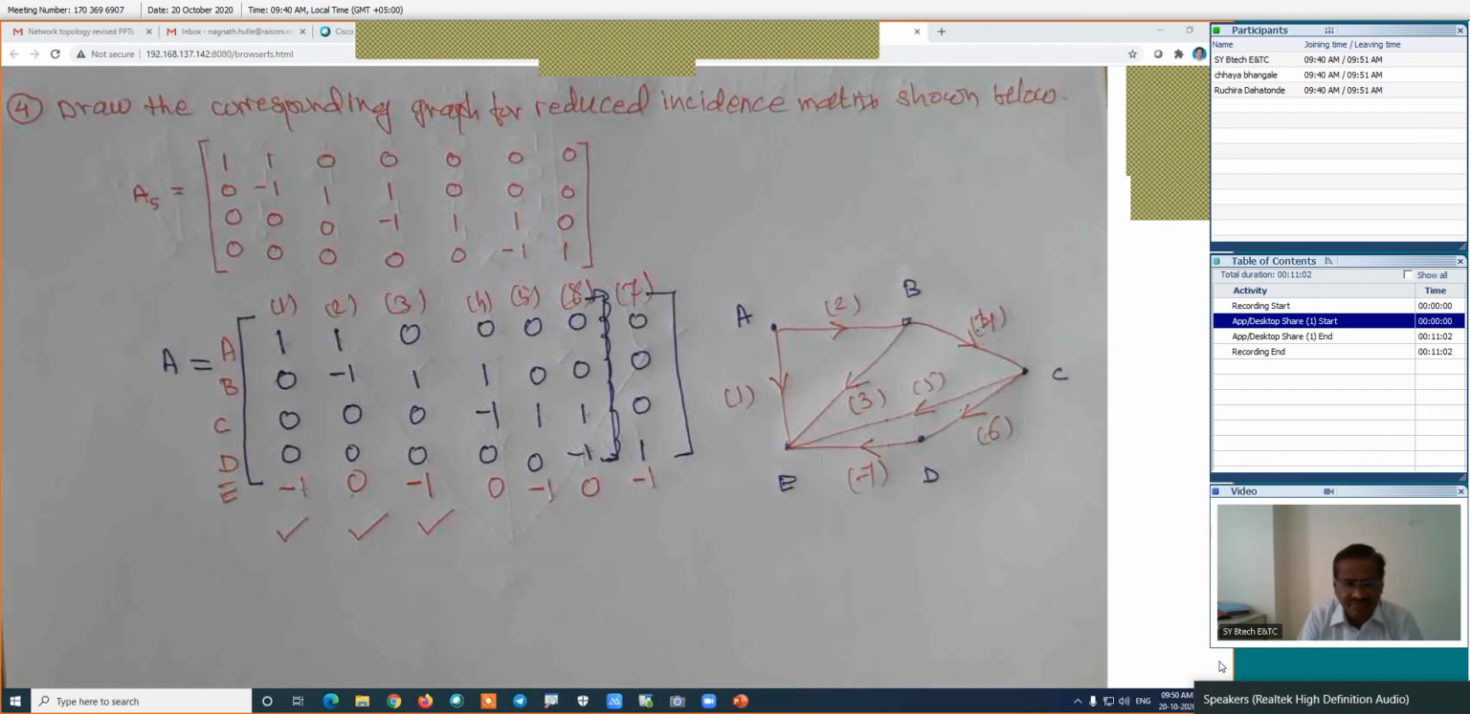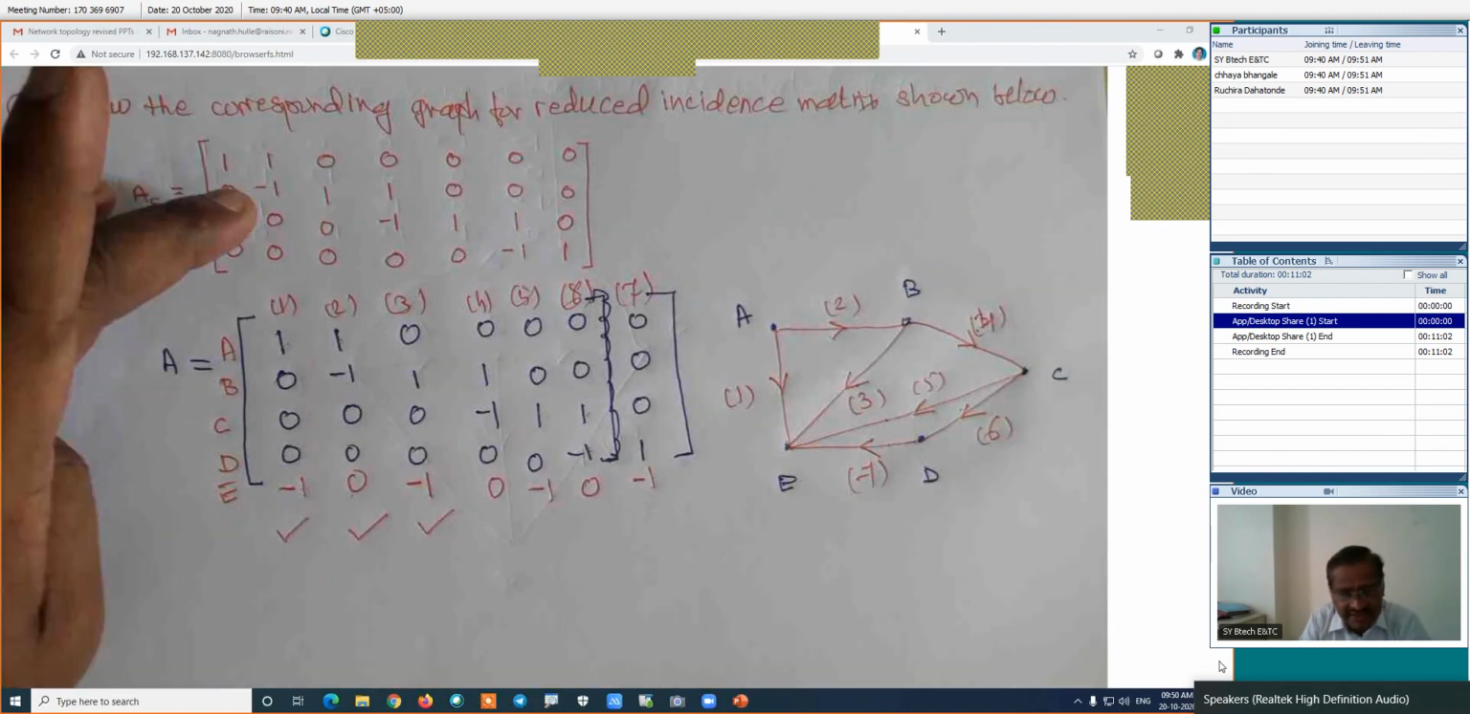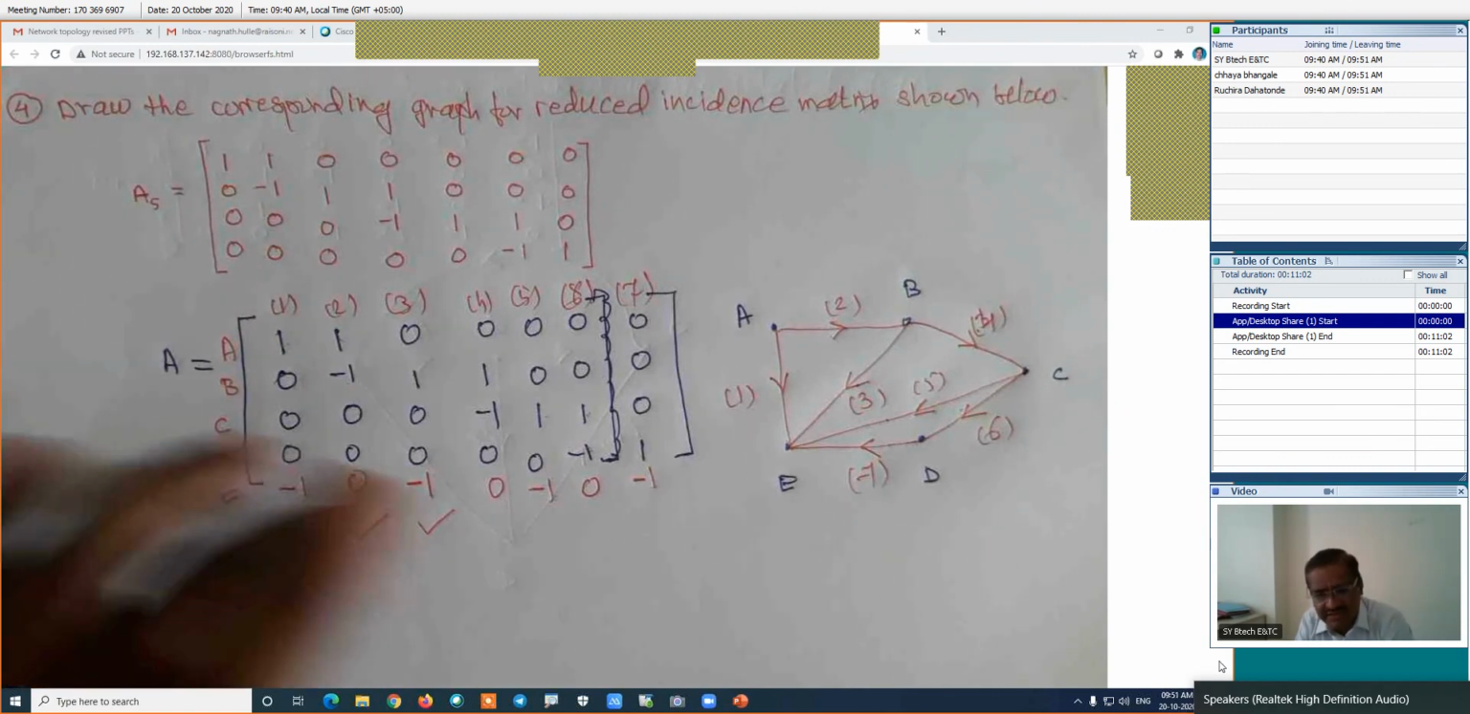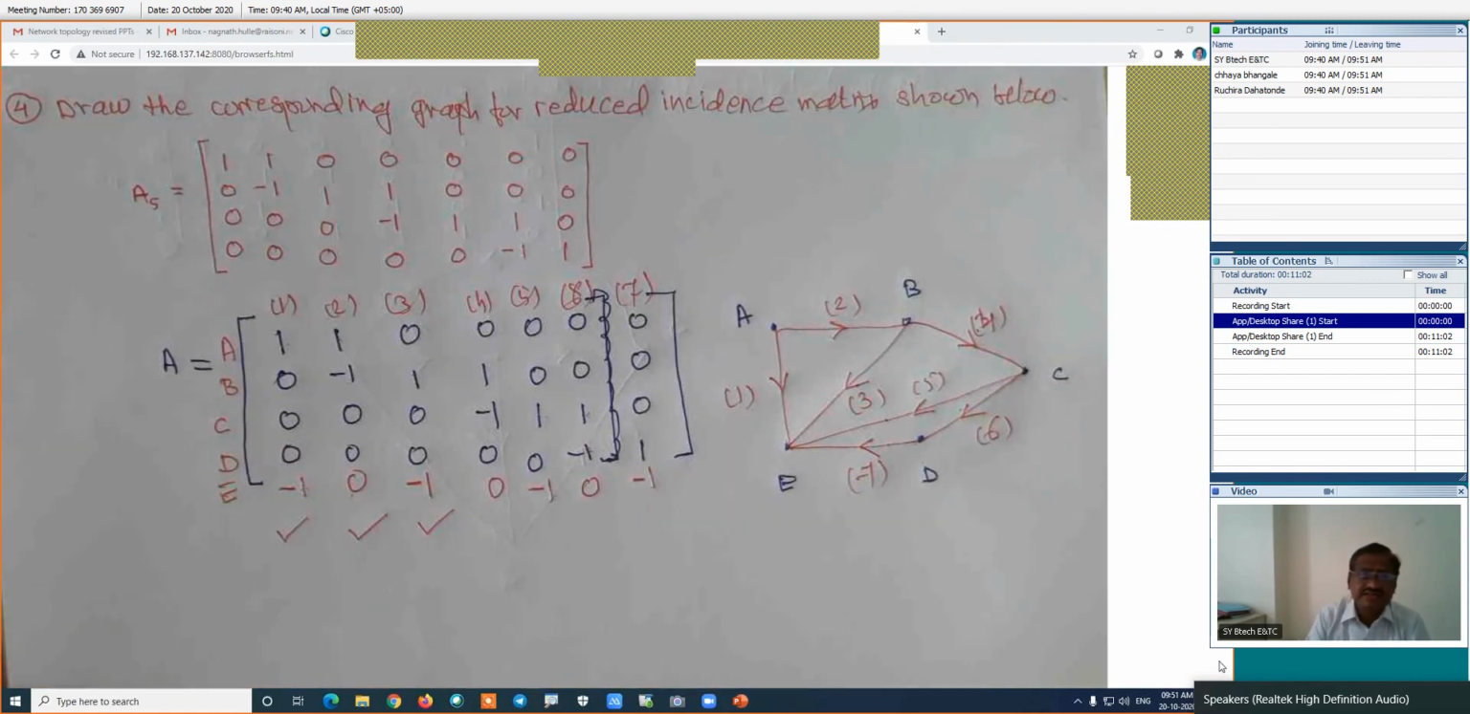In this way, if the reduced incidence matrix is given, we can prepare its incidence matrix, and from this incidence matrix we can prepare its graph. That is the philosophy of how to prepare the graph from a given incidence matrix or from a given reduced incidence matrix.